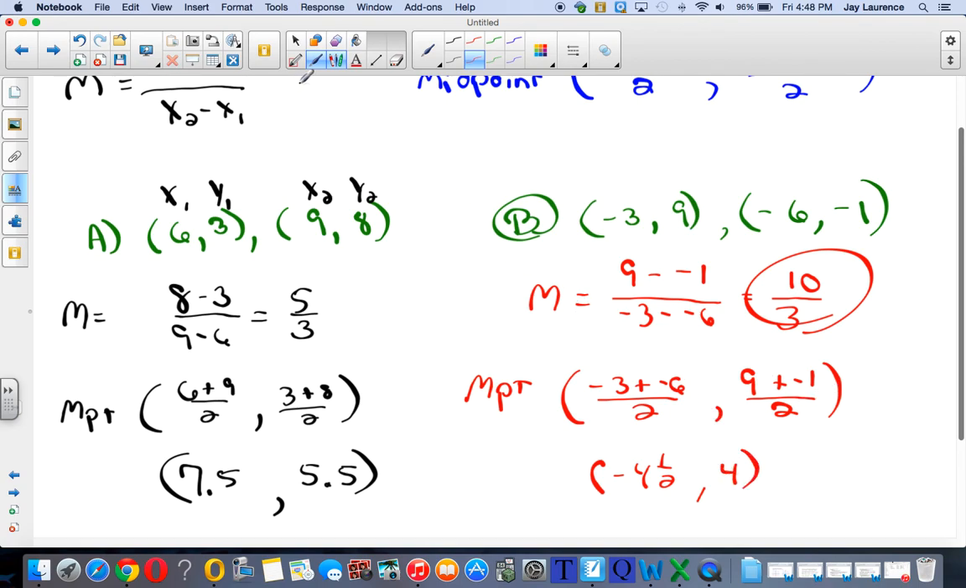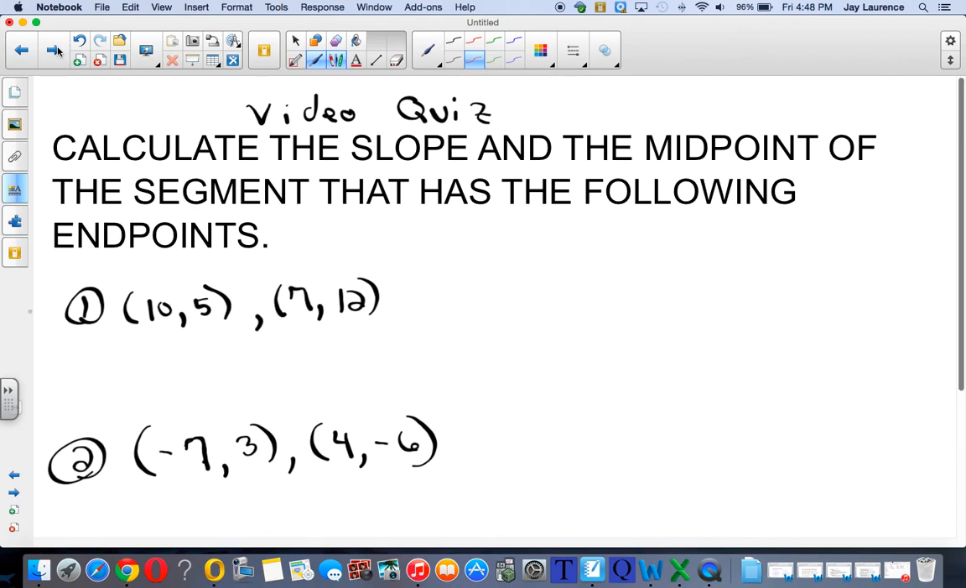Okay, there you go. So here's a little video quiz for you. You're just going to do what you just did. You're going to find me the midpoint and find me the slope for the segment that runs between these 2 points, and then for the second problem, the segment that runs between those 2 points.